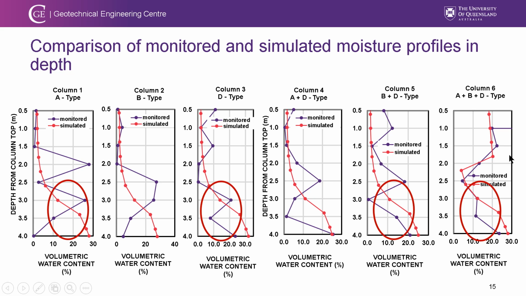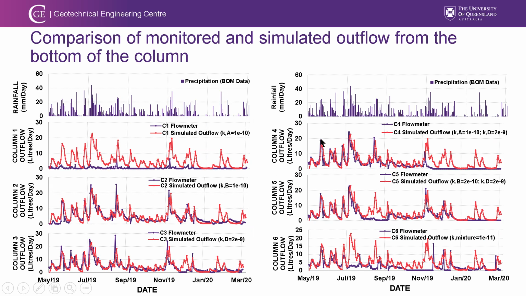And by doing that, we are able to simulate the moisture uphold at the top section of the column. So below is the moisture, the simulated and monitored outflow from the bottom of the column. So the top 2 graphs are the rainfall over time. And again, the red is the simulated result, and then purple is the measured.